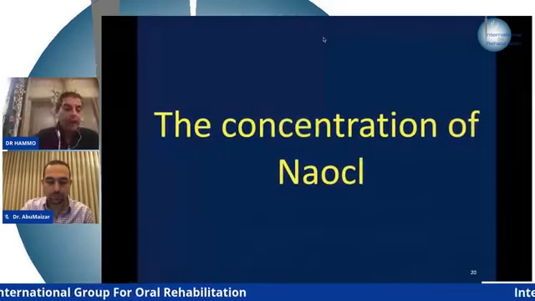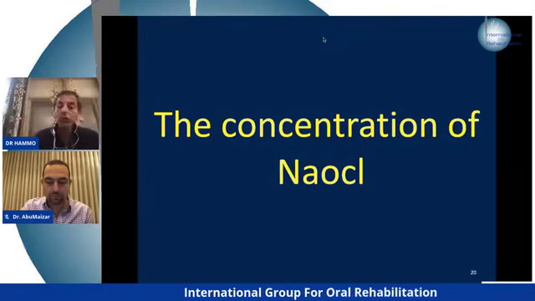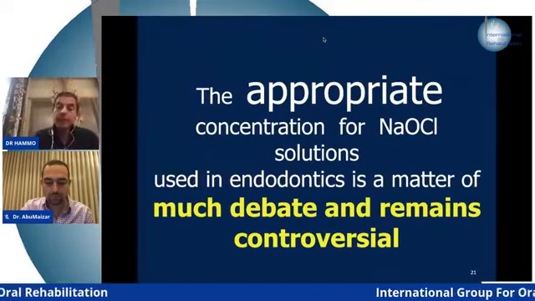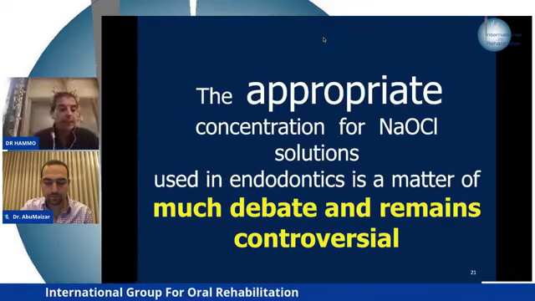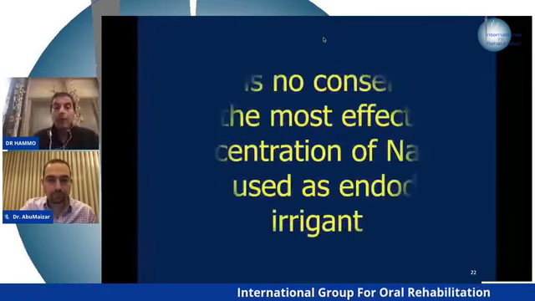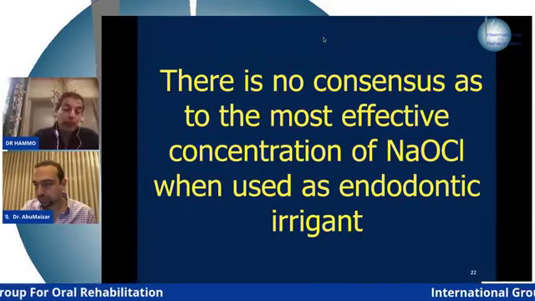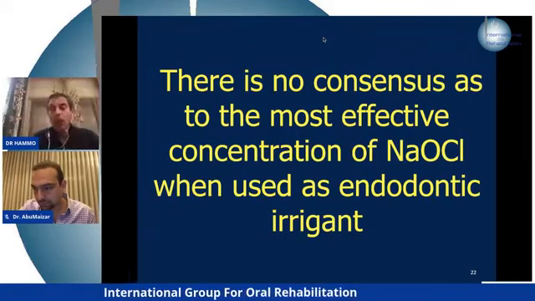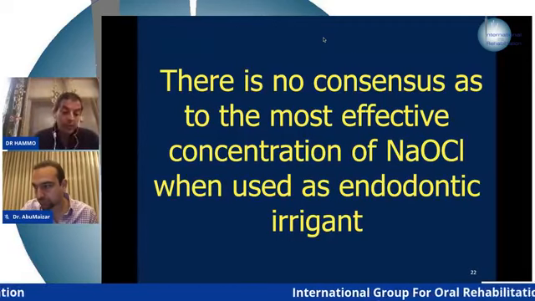So the second question is, what is the concentration of sodium hypochlorite? The appropriate concentration is a matter of much debate and remains controversial. Unfortunately, there is no consensus as to the most effective concentration of sodium hypochlorite when used as an endodontic irrigant. We don't know exactly which is better, low concentration or high concentration.